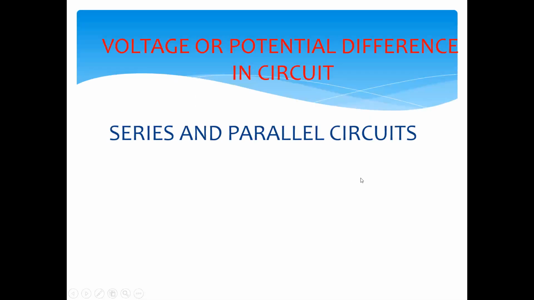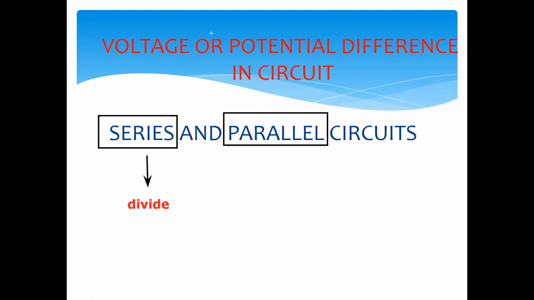Then voltage or potential difference in circuits. When we work out the voltage and potential difference in circuits, in a series circuit the voltage will divide, whereas in a parallel circuit the voltage will remain the same. So it is opposite of current. The current was the same in series and divided in parallel, but the voltage is divided in series.